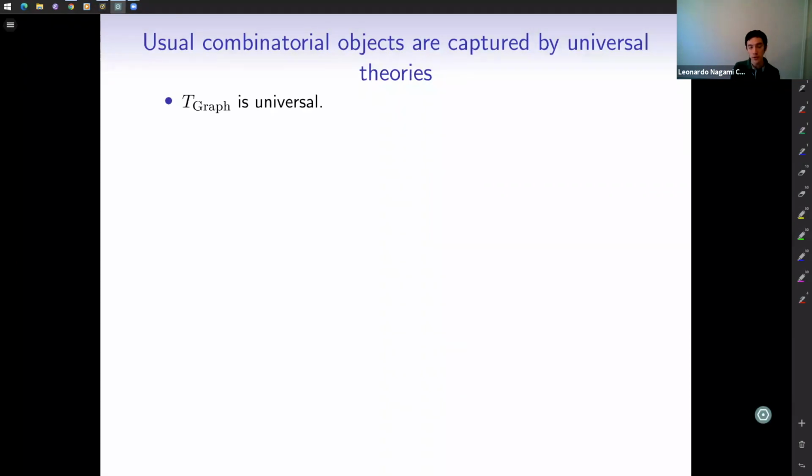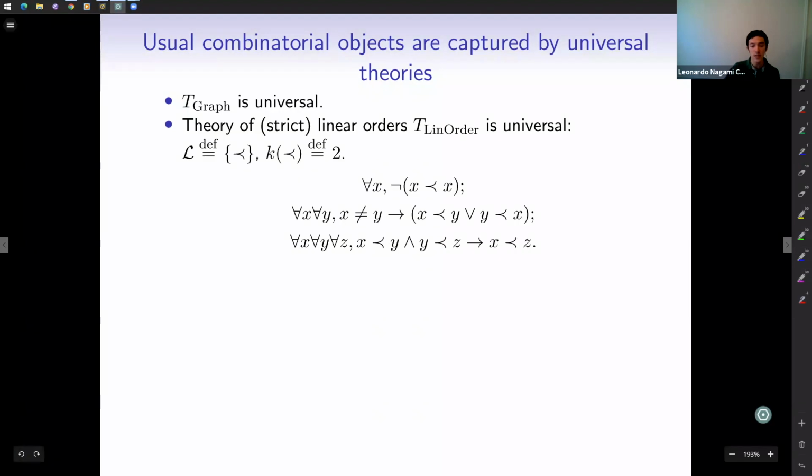Let me give you another example that actually is not symmetric. So for instance, the theory of strict linear orders. This is also a universal theory. You have, again, a single predicate symbol. It's a binary predicate symbol. And here are the axioms, right?